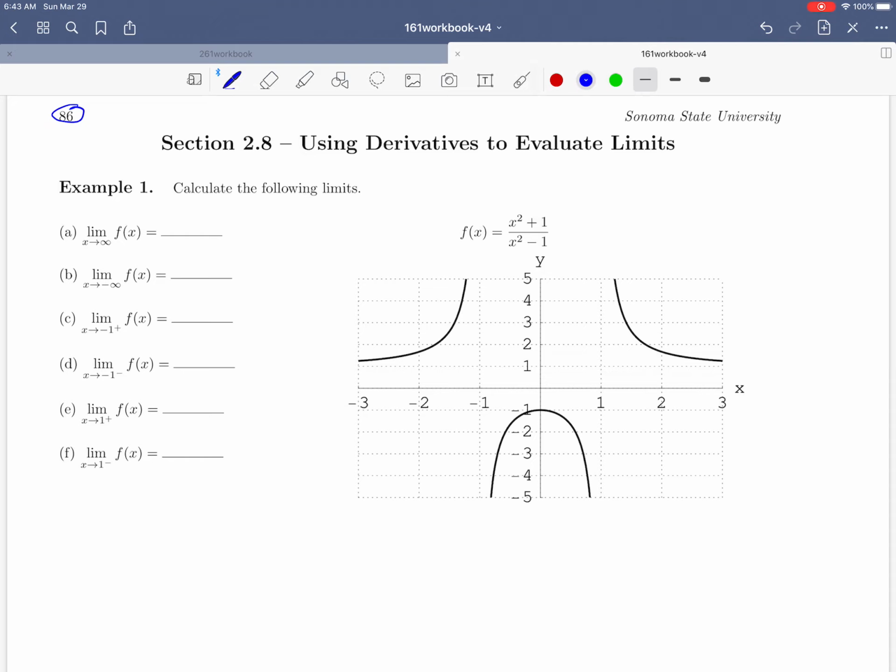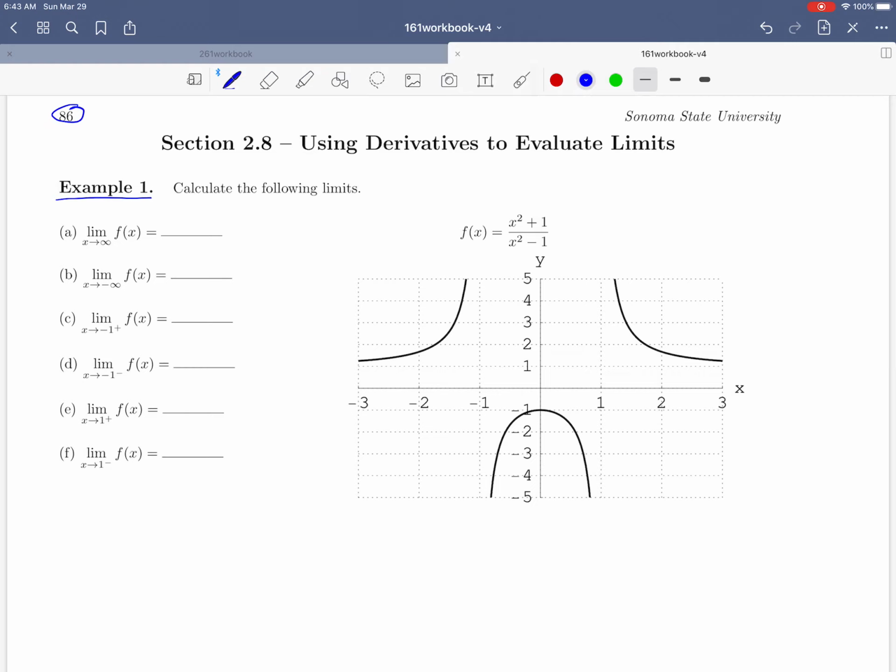Evaluating limits, that's something that we haven't done for a really long time in the course. Way back in the very first few weeks, we're going to revisit that topic in this section and discover that for certain types of limits, derivatives can actually help us to evaluate them. Okay, so before we do that, let's take a look at example 1 here together.